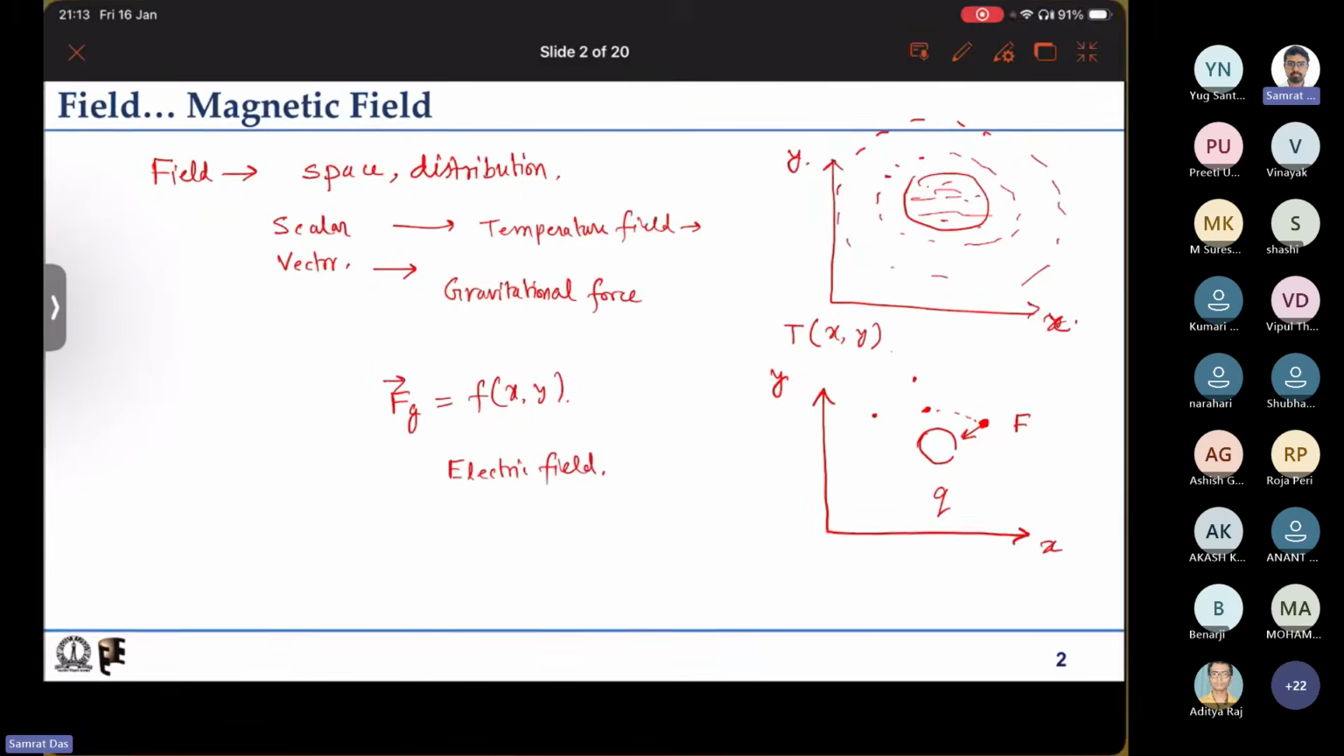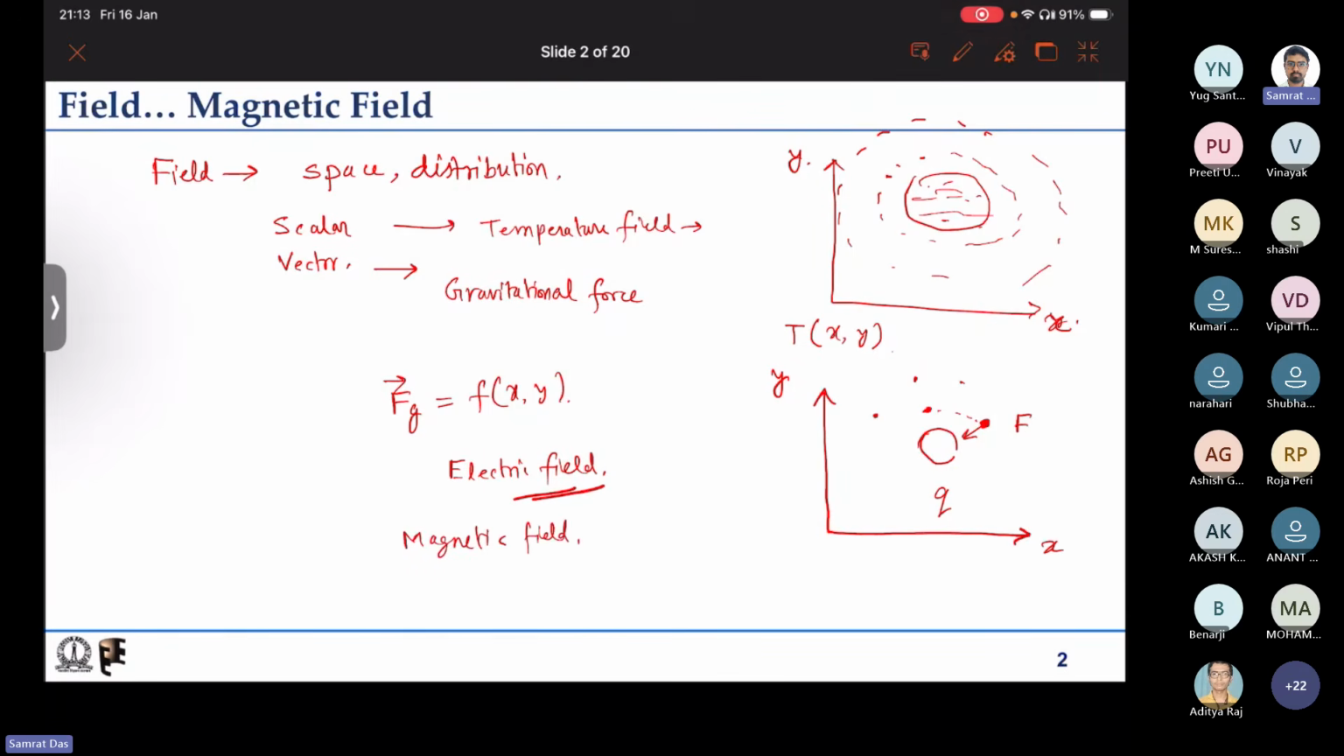So the force due to electric field is another example of a vector field. Again, at any point the electric field can be represented by a vector that has certain magnitude and certain direction assigned to it. Now we will go to the example of a magnetic field.